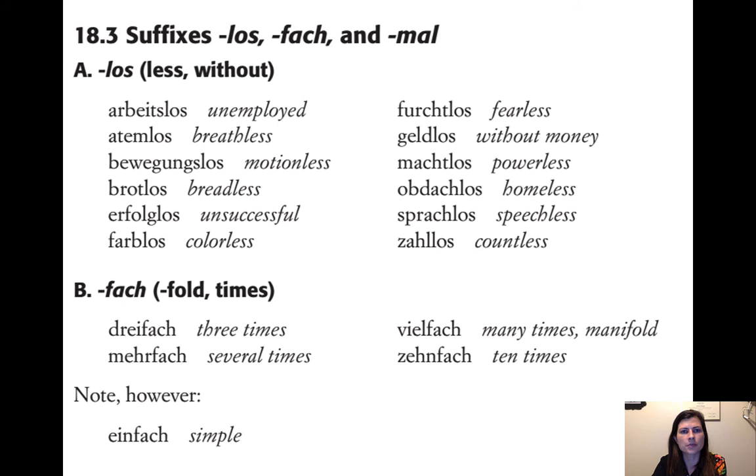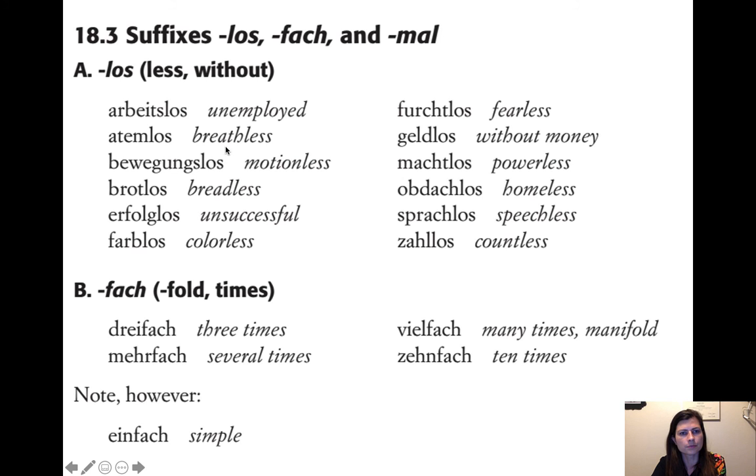Now we just need to pick up a few adjective endings you probably noticed by now, but it's good to have a little list to see how many adjectives and how common this is. So los is a lot like English less. So arbeitslos is unemployed. You could say he's workless. He's without work, right? Workless is not a real word, but you get the idea. Arbeitslos, unemployed. Atemlos, this one does have less in English. So atem means breath, and then los is less. So it's literally breathless. So sometimes they translate in a very parallel way.